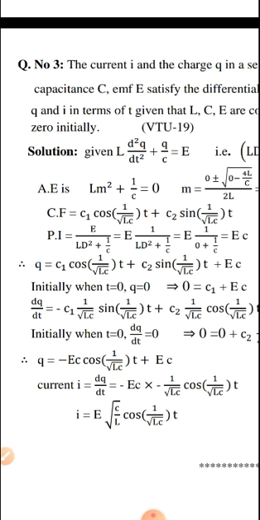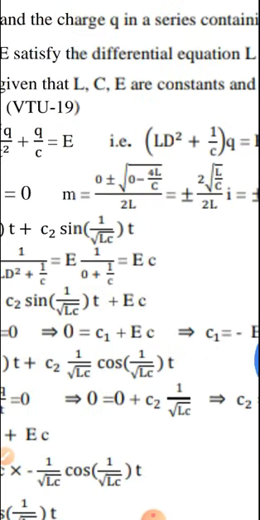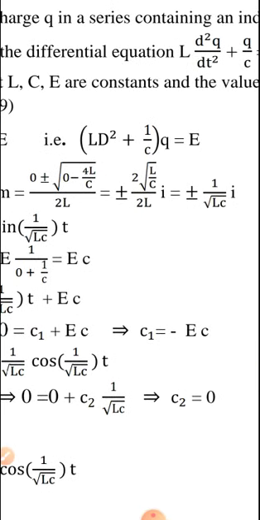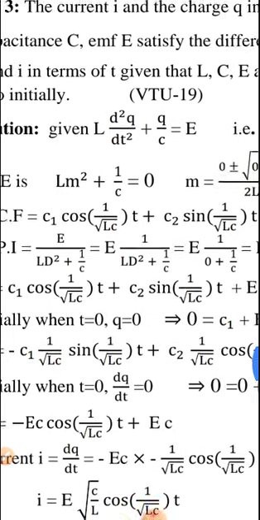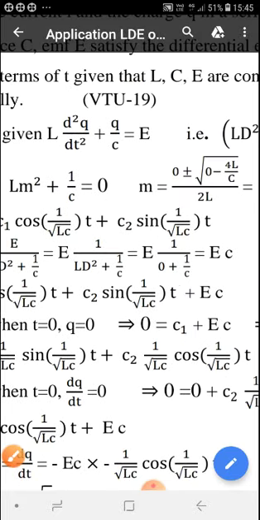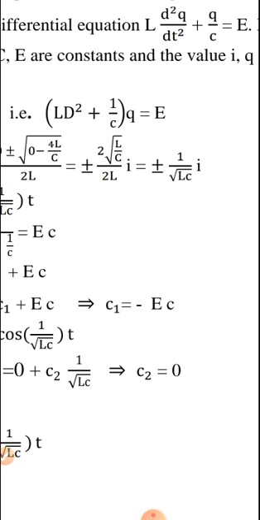It is a non-homogeneous differential equation with constant coefficients. So you need to find the complementary function and the particular integral. To start with the complementary function, you can write the equation in the notation capital D as (L D² + 1/C) Q = E. So the auxiliary equation will be L m² + 1/C = 0, which will give m as equal to plus or minus 1 by root LC into i.